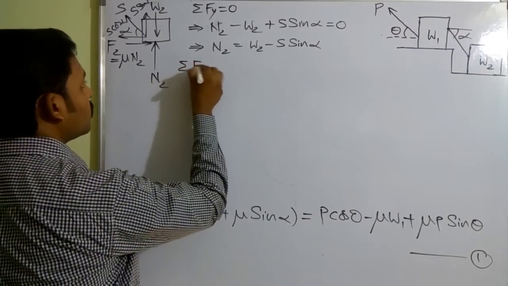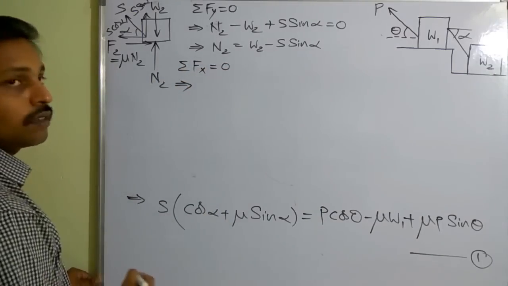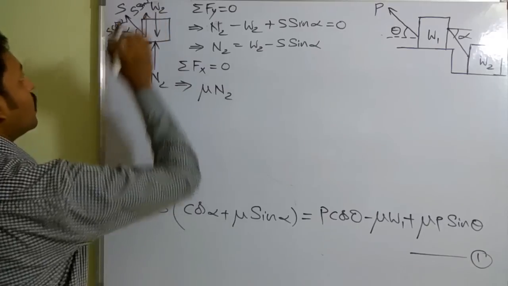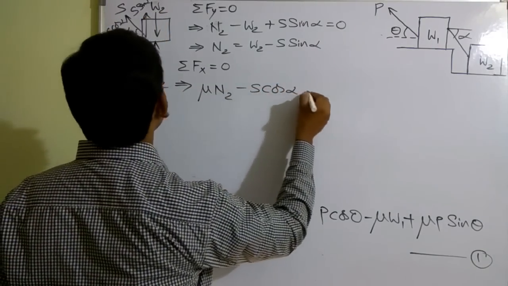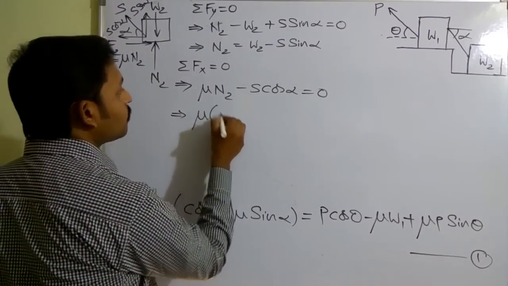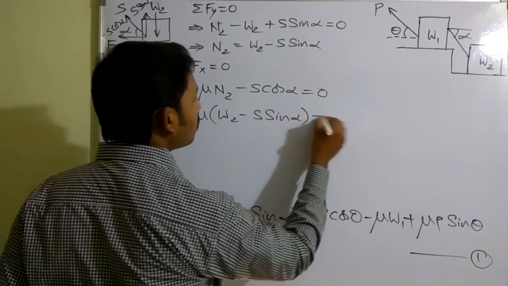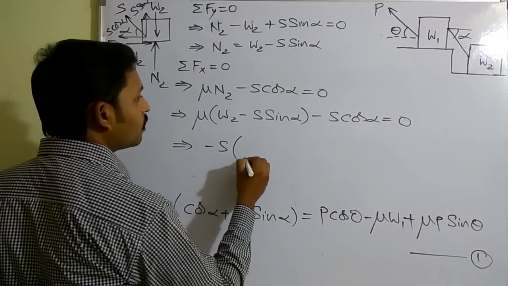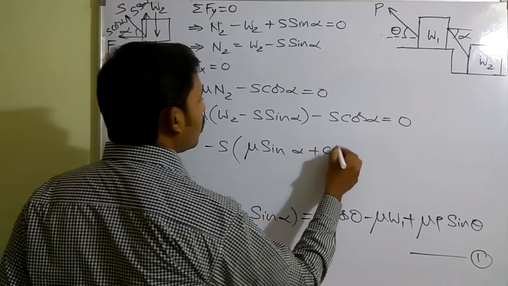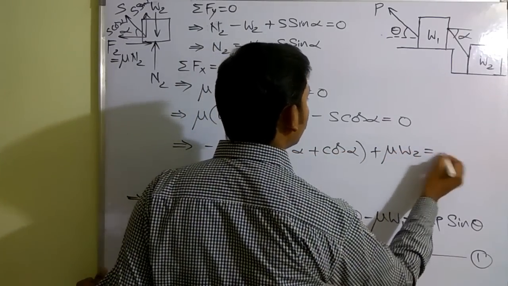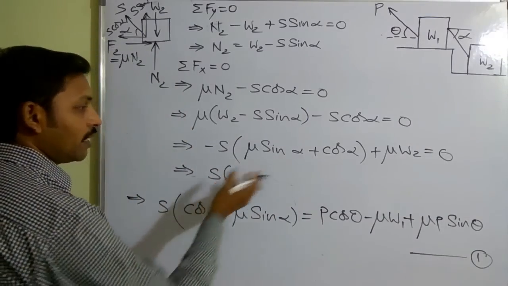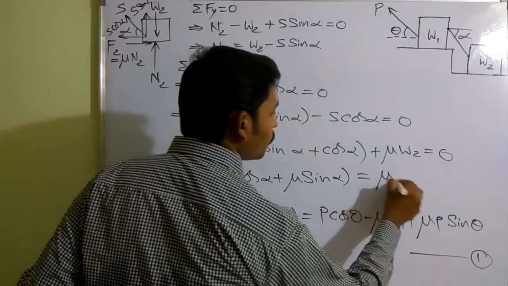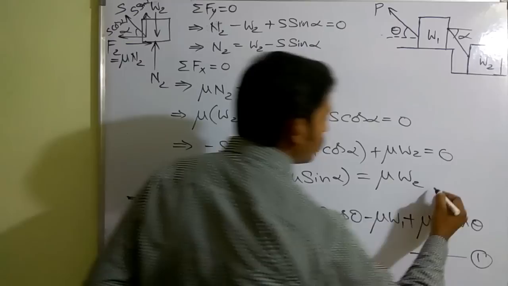Consider sigma Fx equal to 0. F2 acts along the positive x direction, so I can write that as mu N2, and the S horizontal component is minus S cos alpha, equal to 0, with no other horizontal forces. So mu into (W2 minus S sin alpha) minus S cos alpha is equal to 0. Taking minus S common, minus S into (mu sin alpha plus cos alpha) plus mu W2 is equal to 0. From this, S into (cos alpha plus mu sin alpha) is equal to mu W2. I have cancelled both negative signs. Consider this as equation 2.